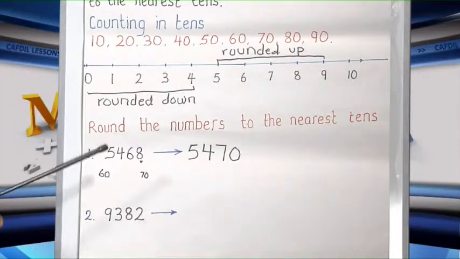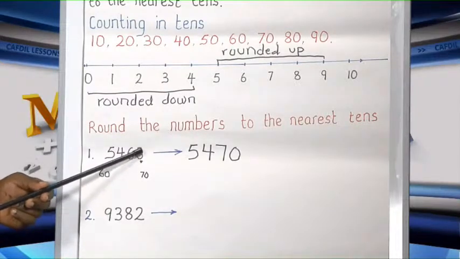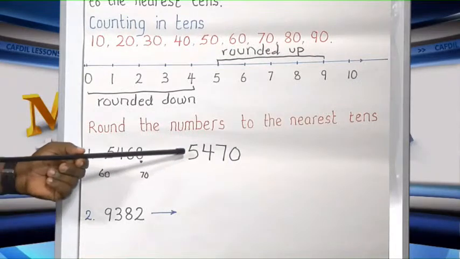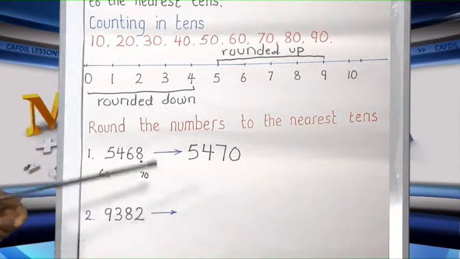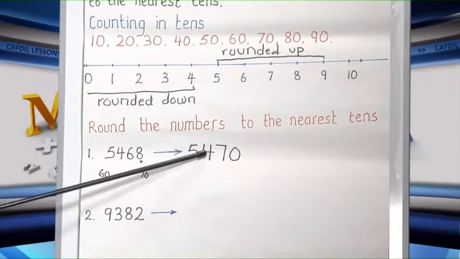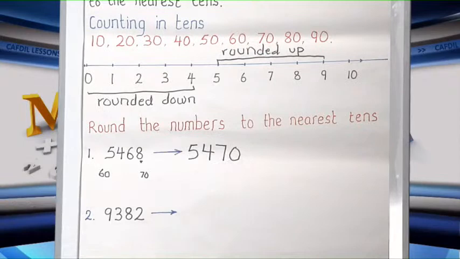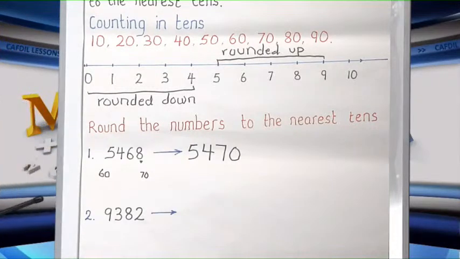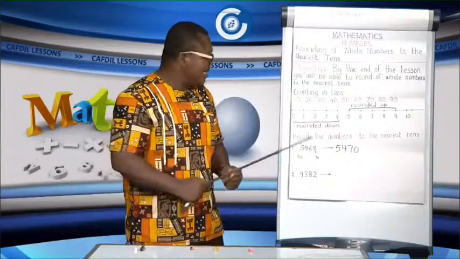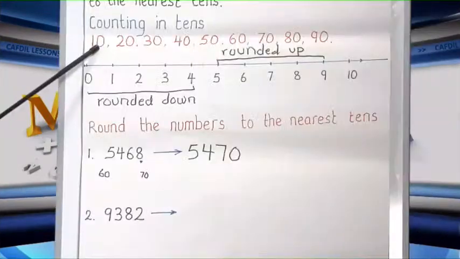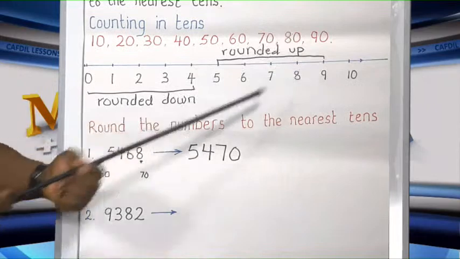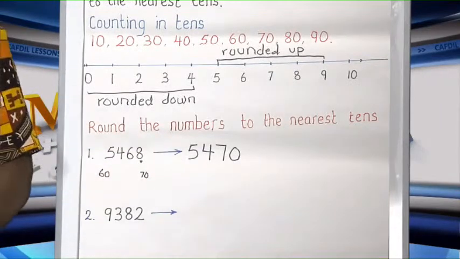So in this case, 5,468 in rounding off to the nearest 10 is going to be what? 5,470. And remember, in rounding off numbers to the nearest 10, the last two digit numbers are supposed to be in tens. That is what we did earlier on. That 10, 20, 30, 40, 50, 60, 70, 80, and then 90. The last two digit number is supposed to be in tens.